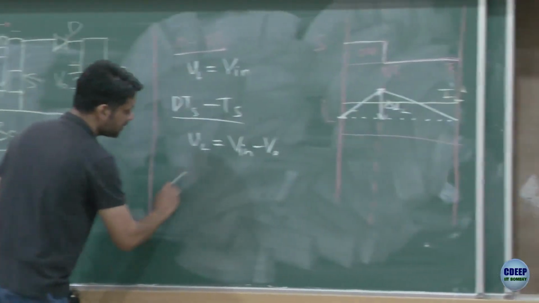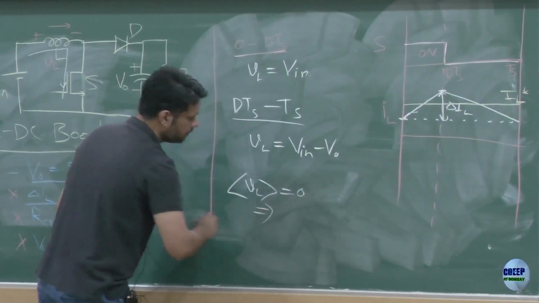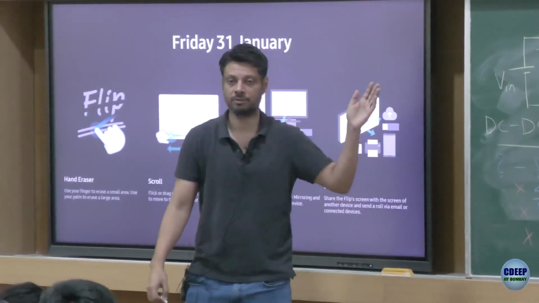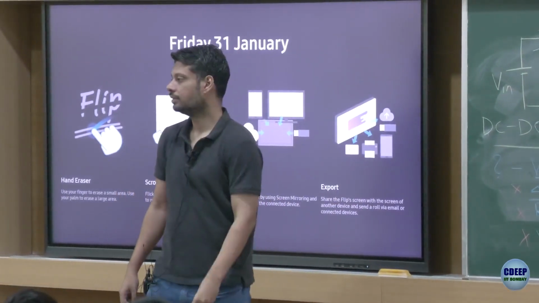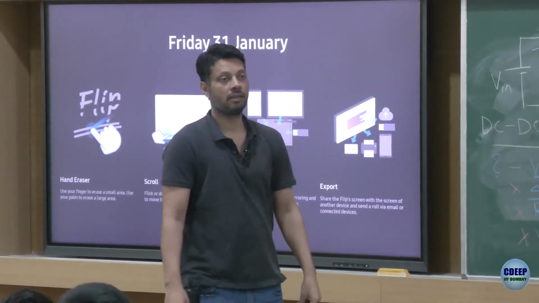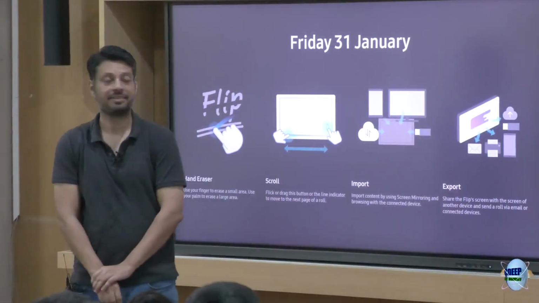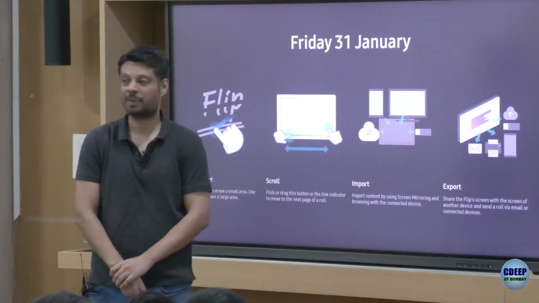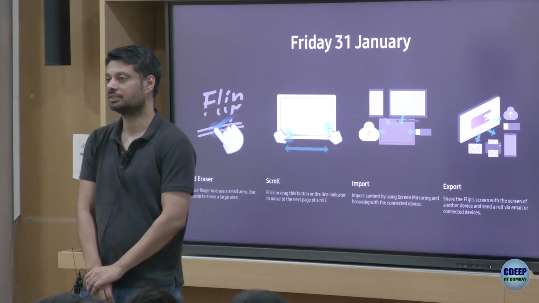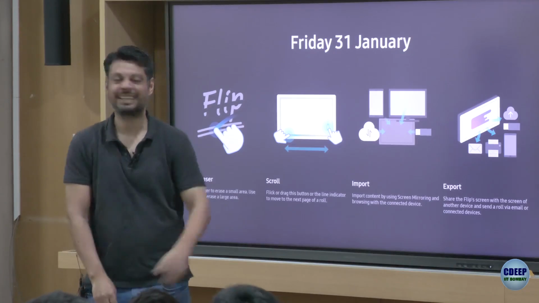Apply volt second balance. Average voltage across inductor is equal to 0. That would give you, go ahead, can you apply the volt second balance? Of course, some of you know the answer anyways, but can you go ahead and apply the volt second balance and give me the expression for average output voltage? हमको पता है ना, निकालना.